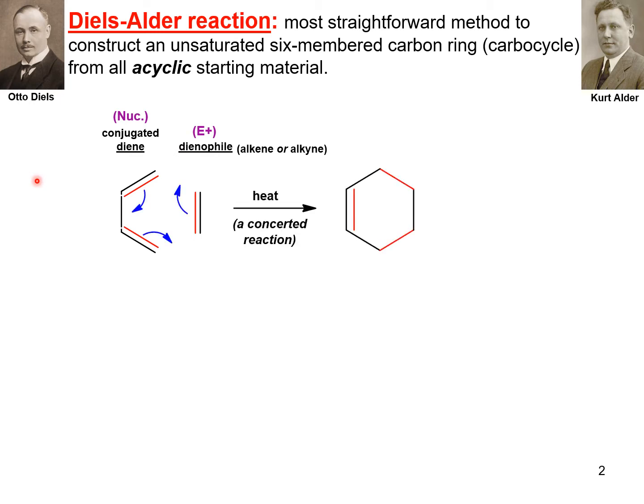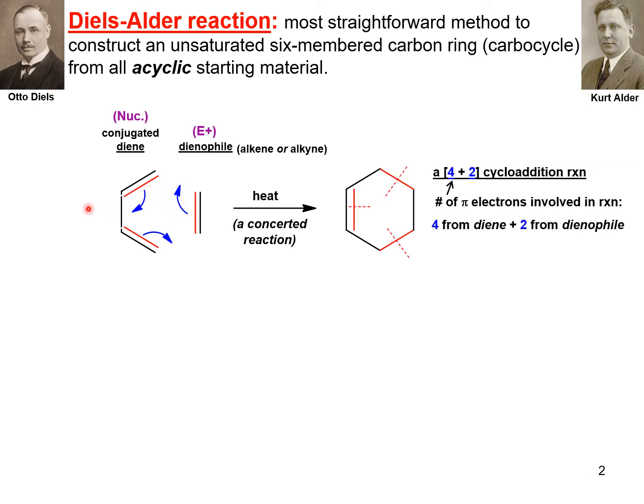When you heat these two reactants, a concerted reaction will occur in which the 3 pi bonds are used to make 2 sigma bonds and a new pi bond. This is referred to as a 4+2 cycloaddition reaction, the 4 and the 2 referring to the number of pi electrons participating from the diene and the dienophile.